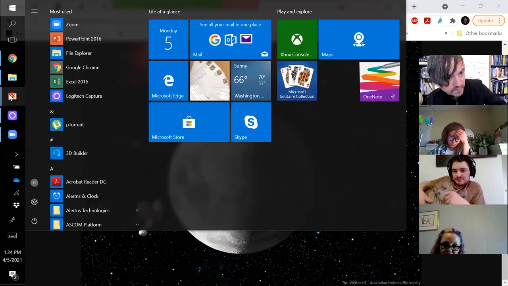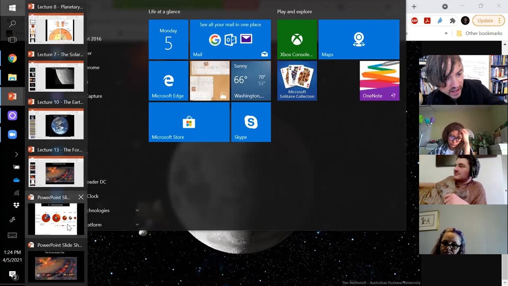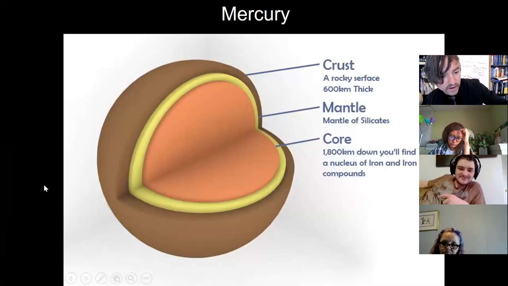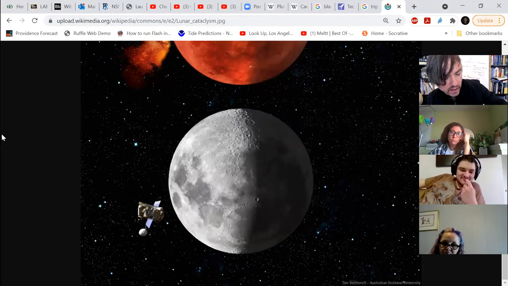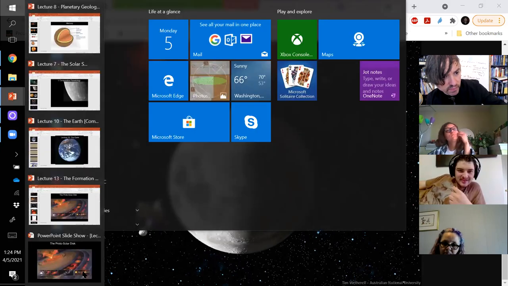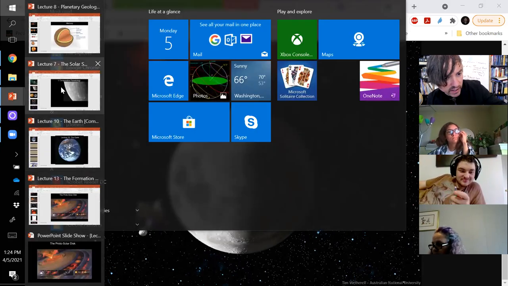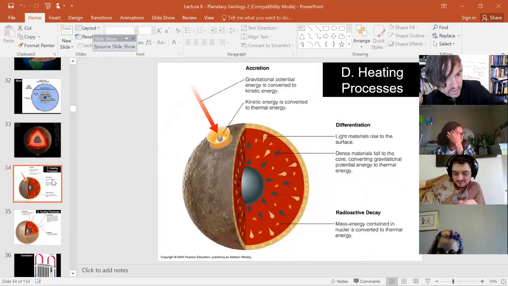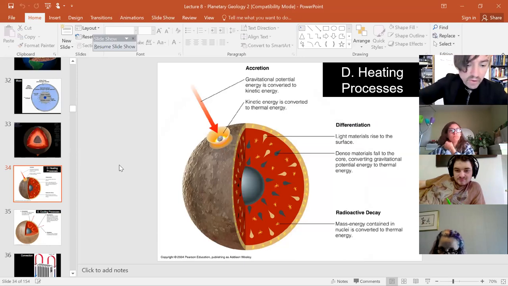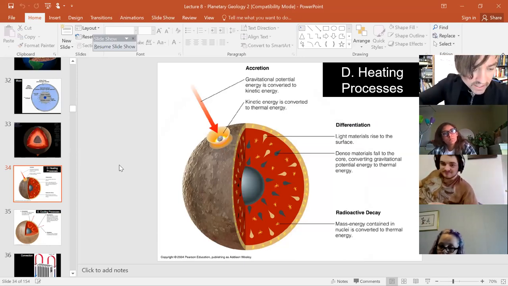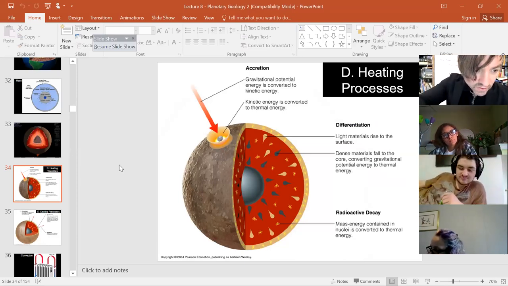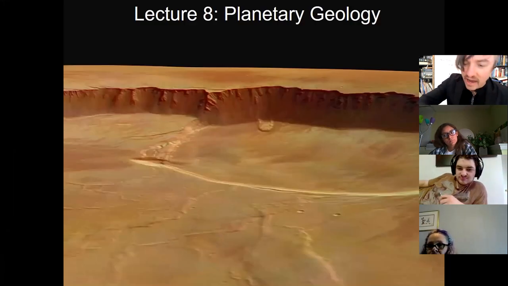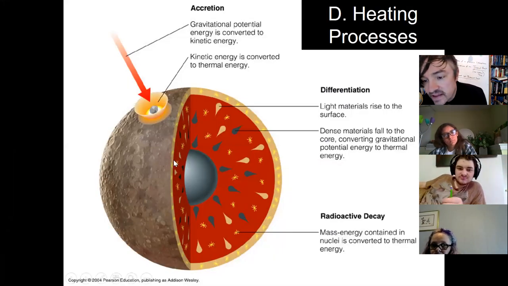But let me show you one last slide. We'll take one last set of notes here, and then we'll have a little break before our lab. I want you guys to think about the ways in which a planet gets hot and how a planet stays hot. After all, Earth is basically a hot potato that's been sitting on the windowsill for 4.6 billion years.